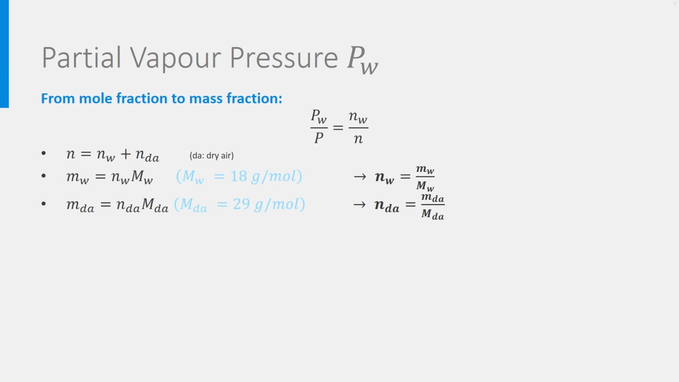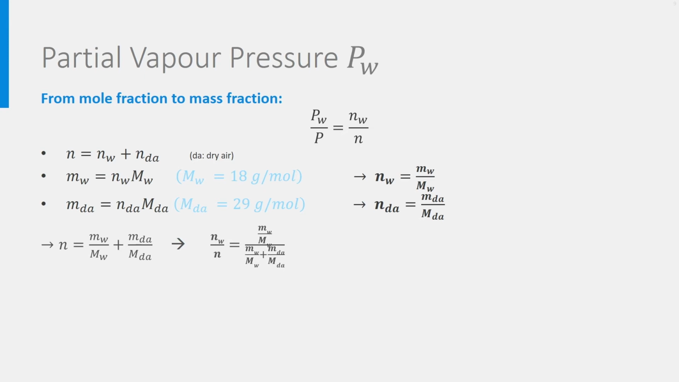The molar mass of water is 18 grams per mole and the one of dry air is 29 grams per mole. We can then rewrite the number of moles N as a function of the mass and the molar mass, see on the right. As we know that N is NW plus NDA, we can now rewrite N as a function of MW and MDA, and finally express the ratio of NW and N using M and the molar masses.